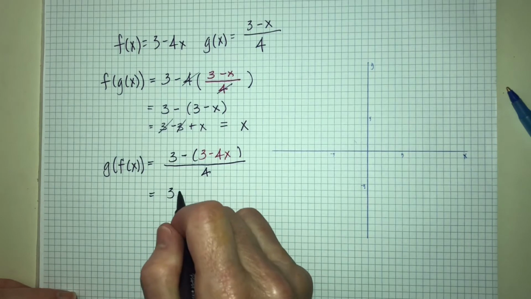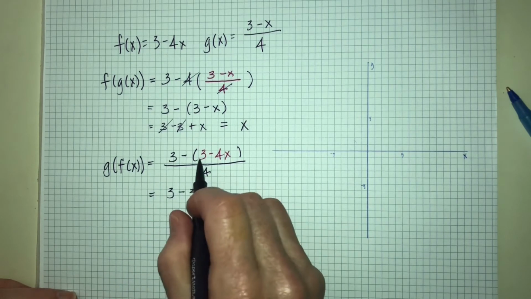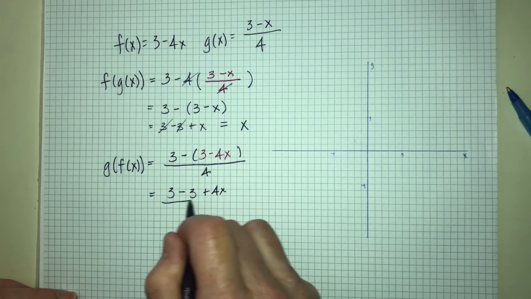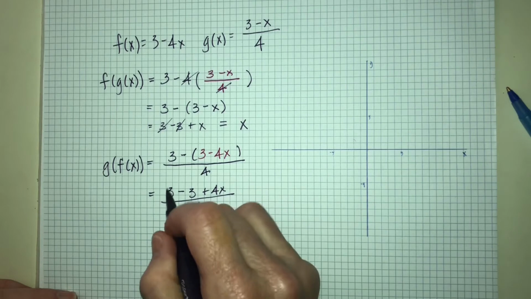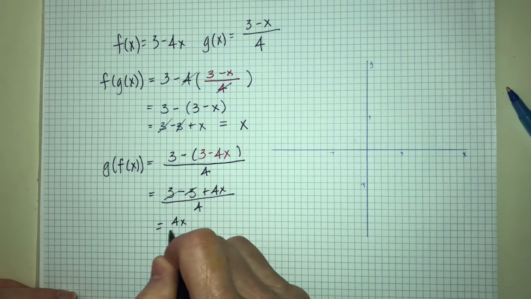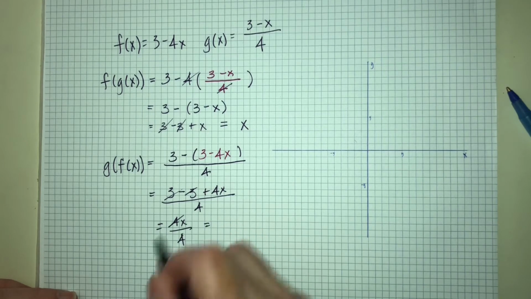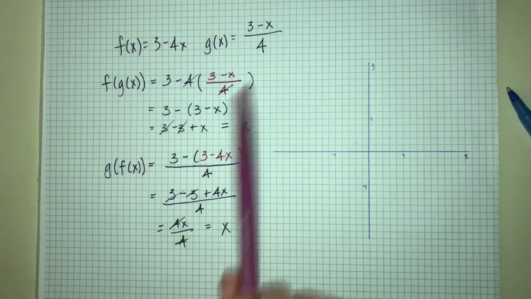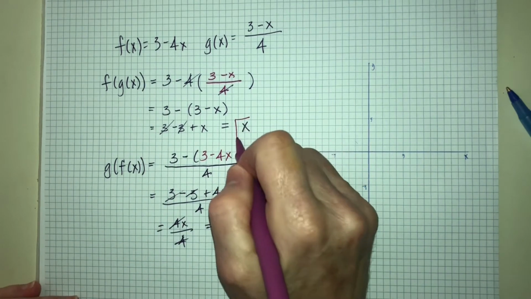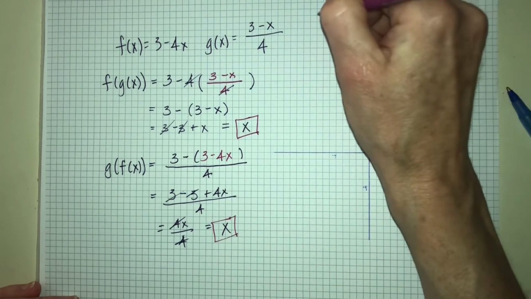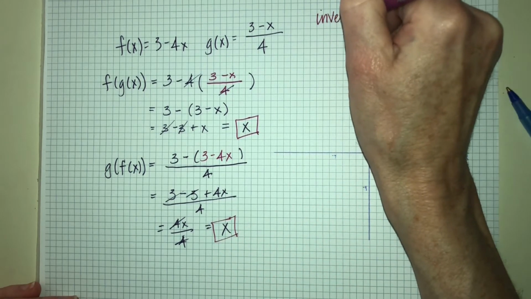Then I'll simplify to remove the parentheses. So that's 3 minus 3, distribute that negative sign, so that'll be plus 4x over 4. These 3's cancel out, leaving me with 4x over 4. The 4's cancel out, and I get x. So in both cases, when I compose the functions both ways, I get x. And when that happens, you have verified that the functions are, in fact, inverses.